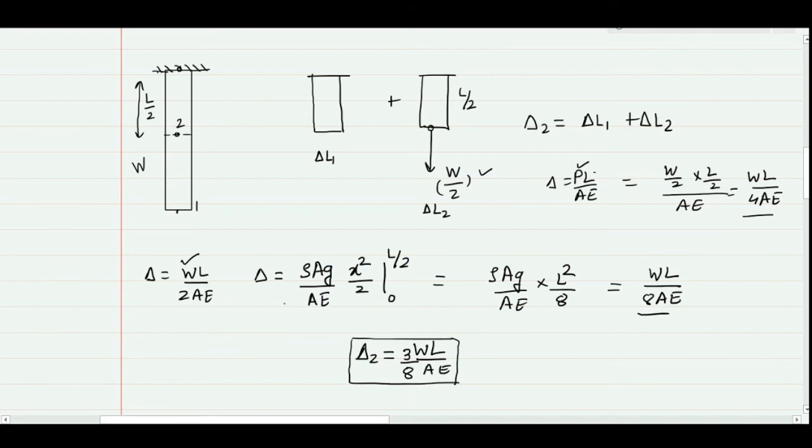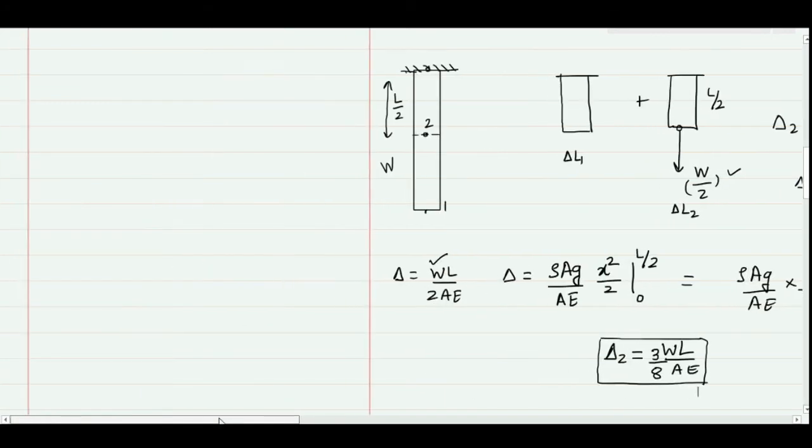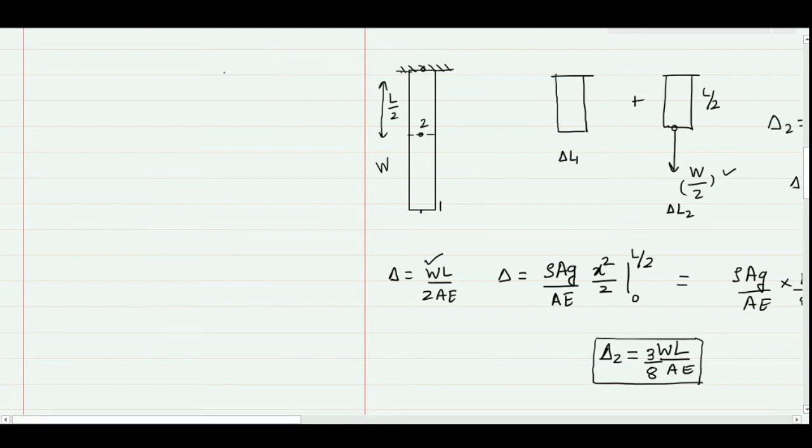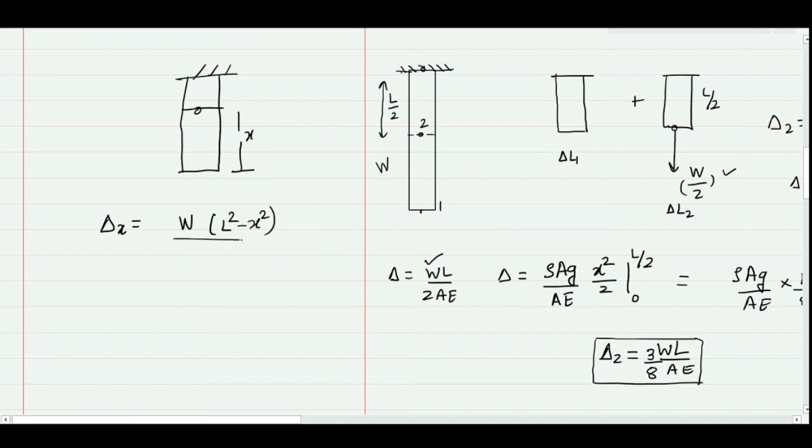Or if we want to make a generalized formula, suppose I am considering any position at a distance x from the tip, and I want to write a formula for the deformation of that particular location. So the deformation at any location x, I am not deriving this formula here, but you note down this formula, which is very important, and that will be W into L square minus x square divided by 2AE and L.